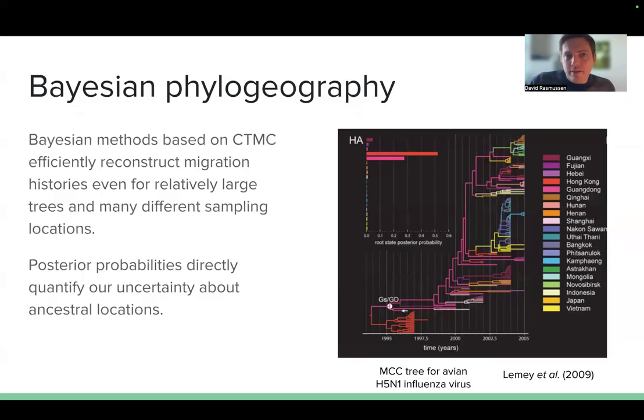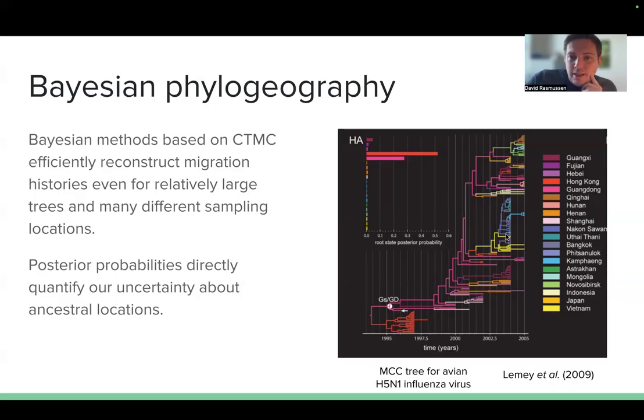Another nice thing about these DTA models is that they scale well with the size of data sets, so they can be applied in situations where you might have hundreds or even thousands of samples or tips in a tree. And they even scale pretty well if we have a large number of possible states or ancestral locations at which a given lineage could be.